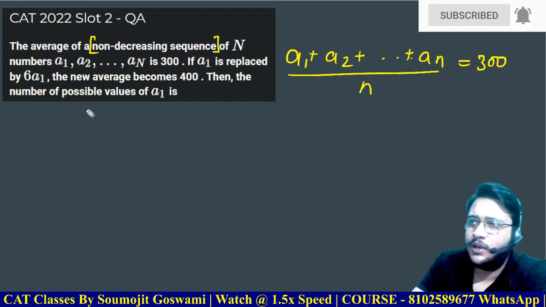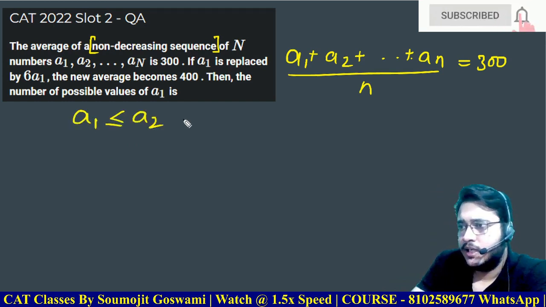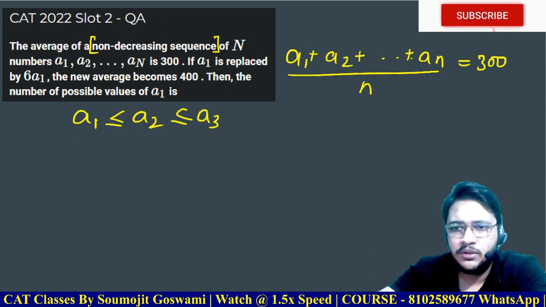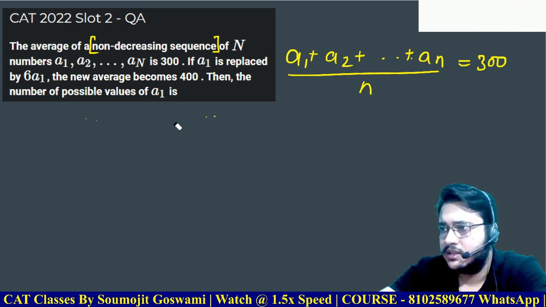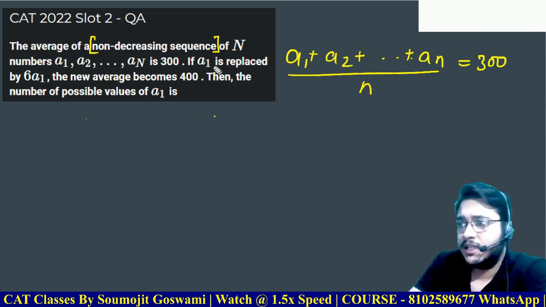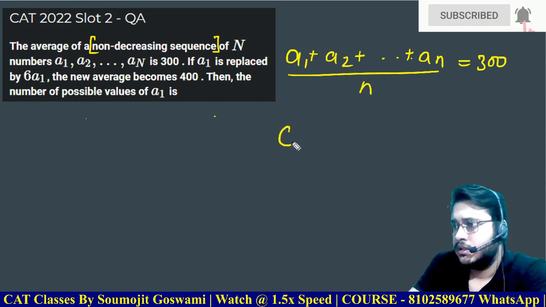In other words, if you like algebraic terms, a1 will be less than or equal to a2, which will be less than or equal to a3, and this basically is what it means. I don't really think you need this type of algebraic notation, but let's use the idea of averages. The second part says if a1 is replaced by 6a1, the rest of the things remain the same.